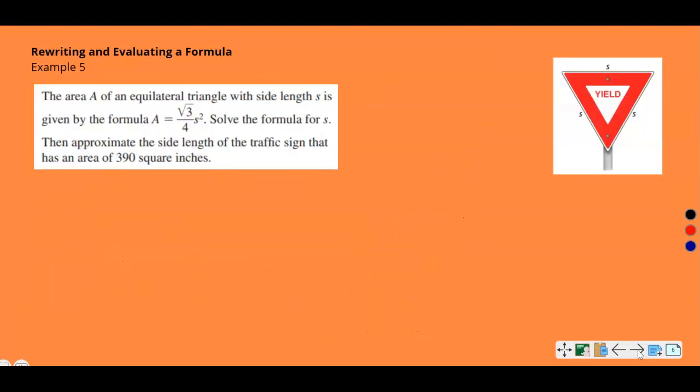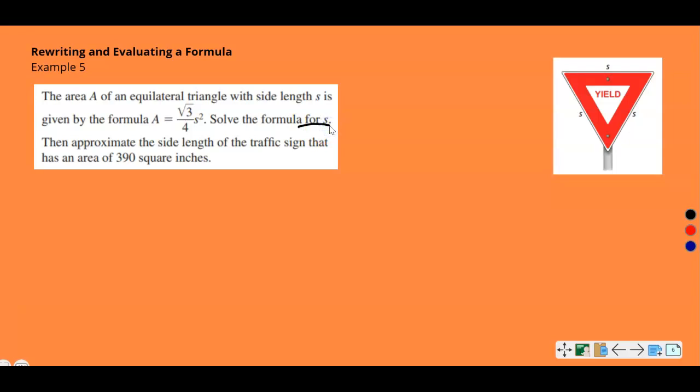All right, last example, rewriting and evaluating a formula. Example 5. The area A of an equilateral triangle with side length S is given by the formula A equals the square root of 3 over 4 times S squared. Solve the formula for S, then approximate the side length of the traffic sign that has an area of 390 square inches. All right, so the first thing we need to do is solve for S.